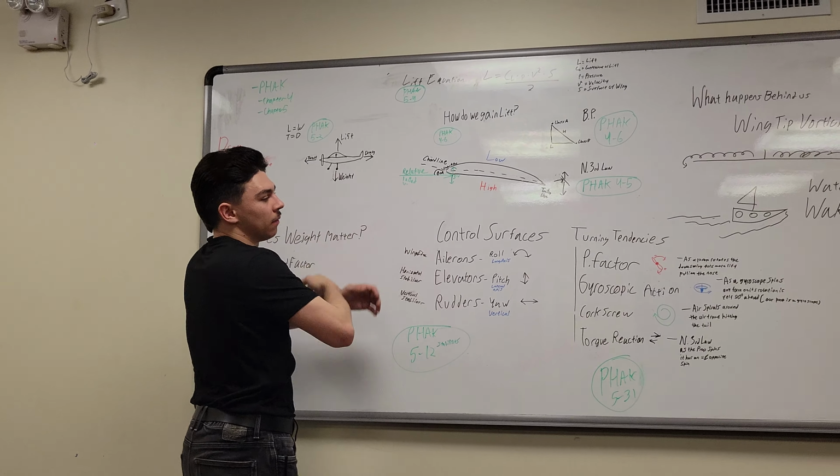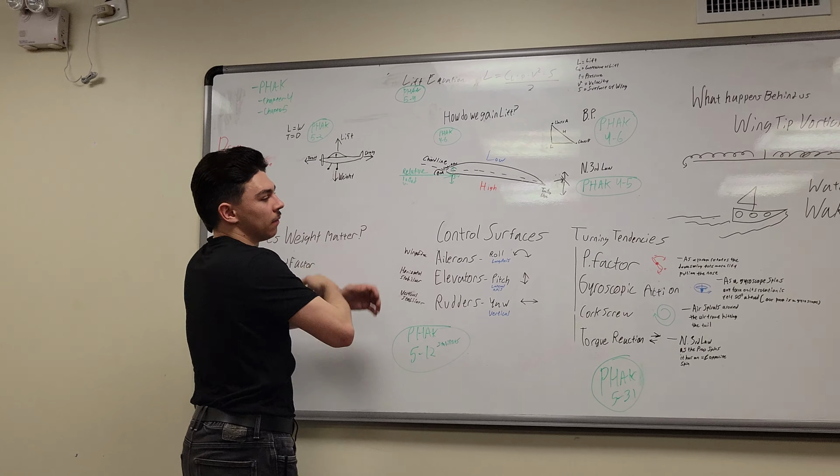So we have the main three, which are going to be our ailerons, controlling our roll on the longitudinal axis, our elevators controlling our pitch on the lateral axis, and our rudders controlling our yaw on the vertical axis. Now, the ailerons are going to be on the edge of the wings, the elevators on the horizontal stabilizer, and the rudders on the vertical stabilizer.